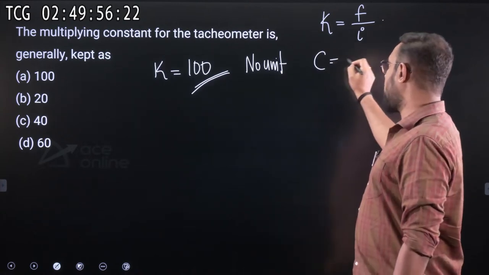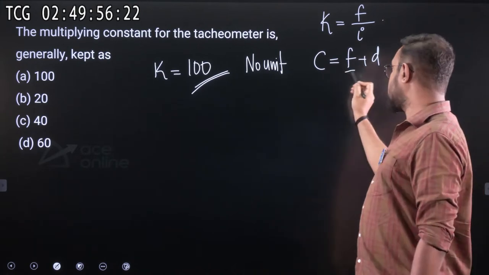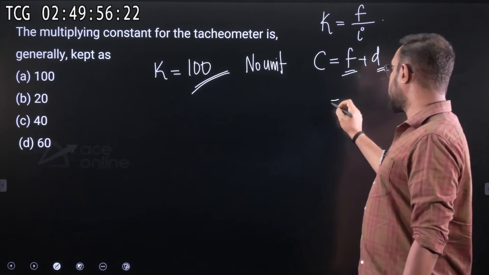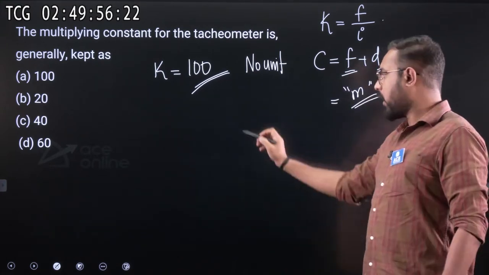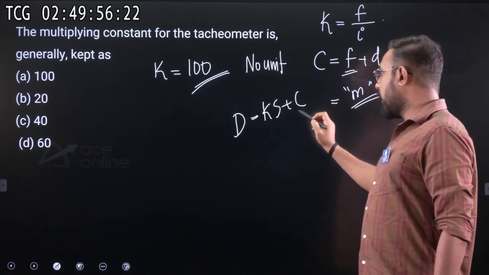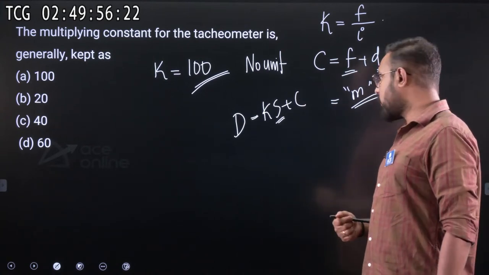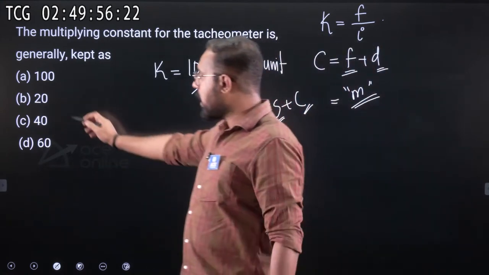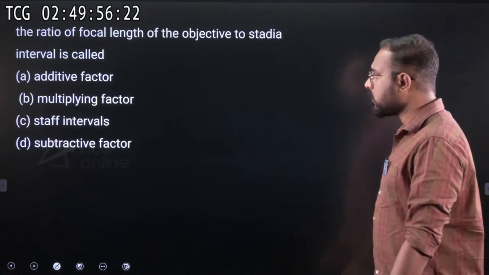But remember, C is what? F plus D. So F is a distance, D is a distance, so the sum will also have a distance unit. But always remember the C value we will express in meters. Why? Because D is equal to K S plus C. If you want to add something to the staff reading, which is always in meters, the C value should also be in meters. So we could have an answer at 100 best. Under anallactic condition, assume C is zero.